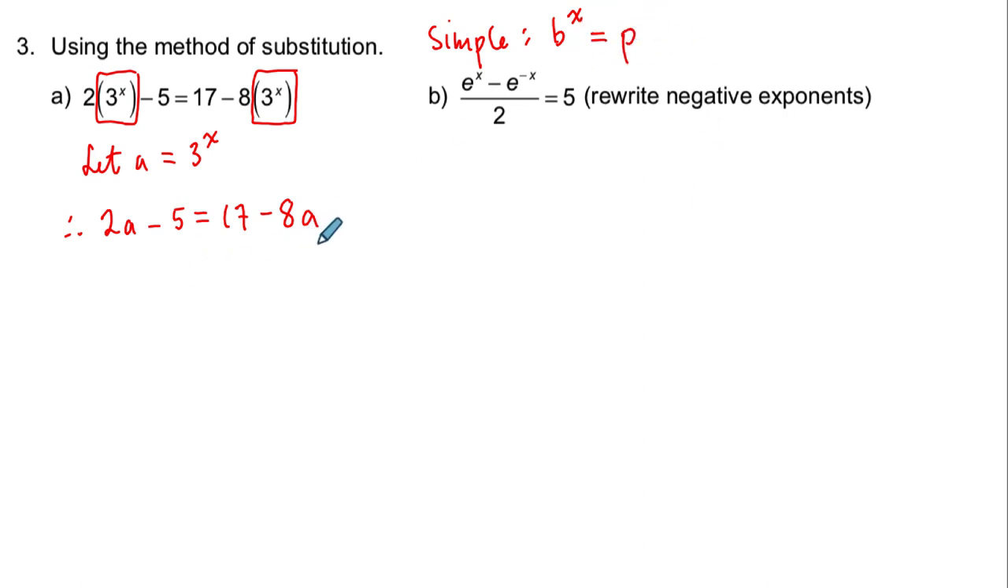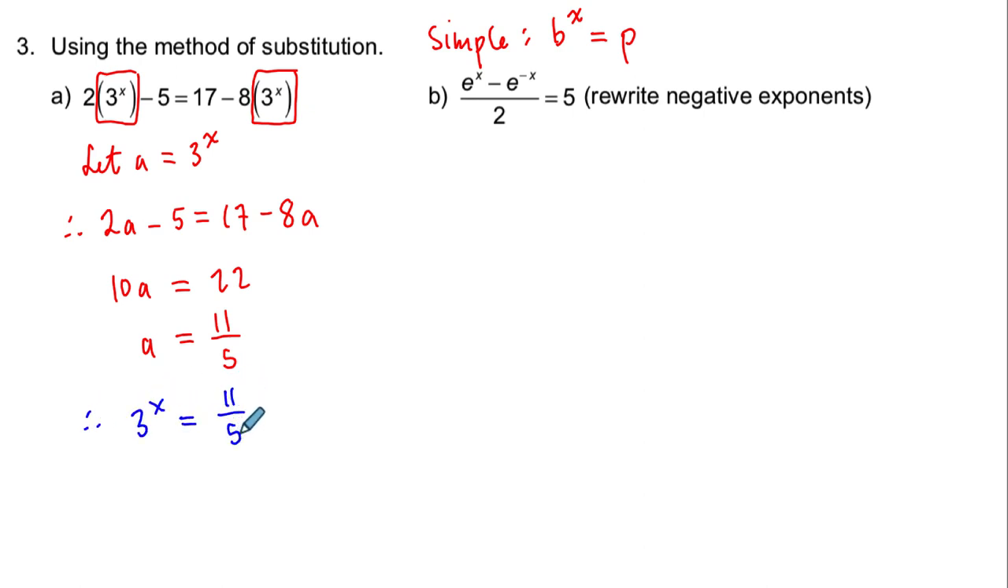So we will collect all the like terms, so we'll have 10a on the left, and then 17 plus 5 will be 22 on the right. So we end up with a equals 22 over 10, which is the same as 11 over 5. And then we back substitute and we replace a with 3 to the x. So 3 to the x is equal to 11 over 5.